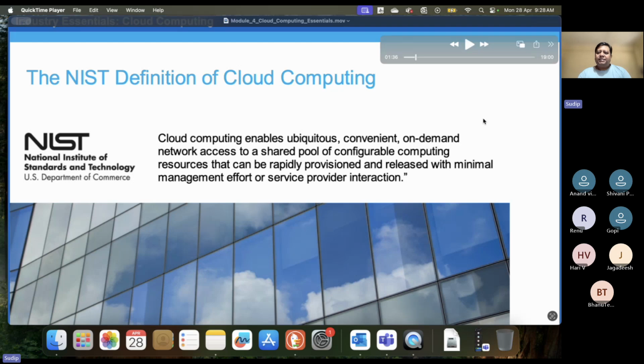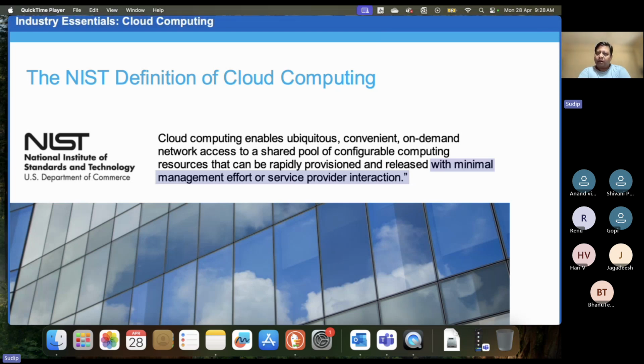So that's the last two sections of this sentence: with minimal management effort or service provider interaction. This is one characteristic of a cloud. Any service on cloud should be given to the end user with minimal management effort or service provider interaction. That means the user should be able to deal with it by themselves.